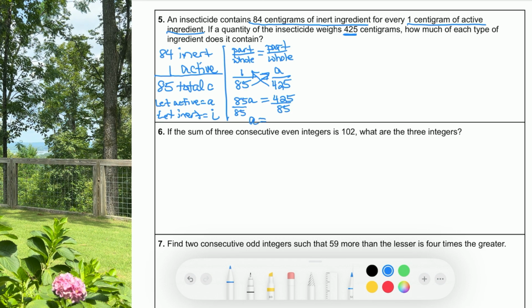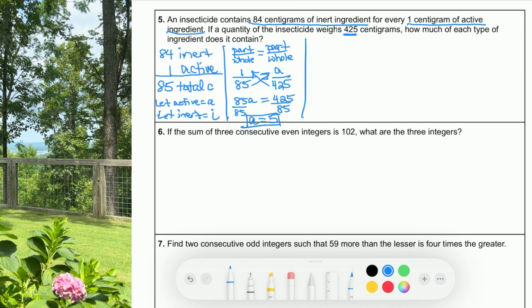Okay, so A equals 5. So we have 5 active in this particular amount. When we have a total of 425, 5 of those are the active ingredient. Now let's find our inert ingredient.